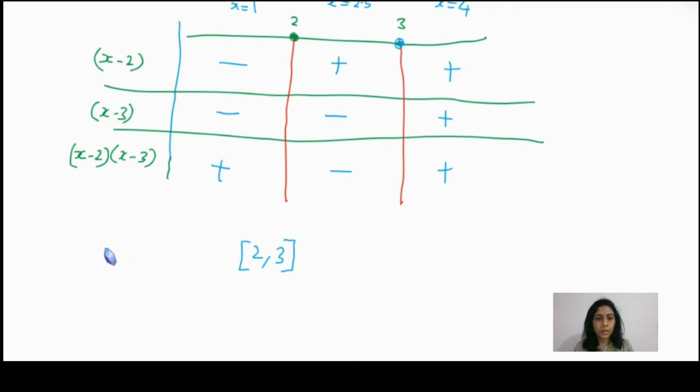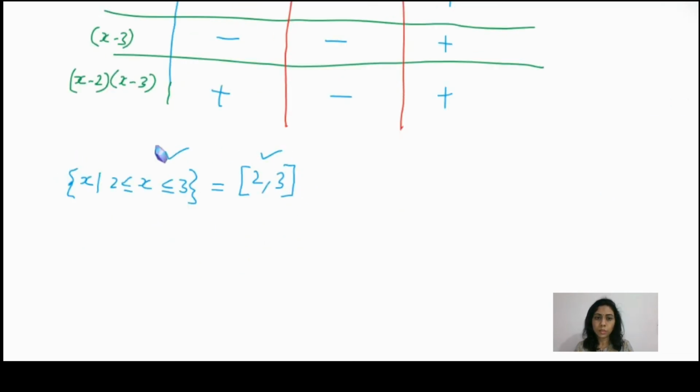Okay, and we can write like this also. So 2 less than or equal to x less than or equal to 3. We can represent it in two ways. You can give the answer like this or like this, both ways. Okay, so this is our solution.